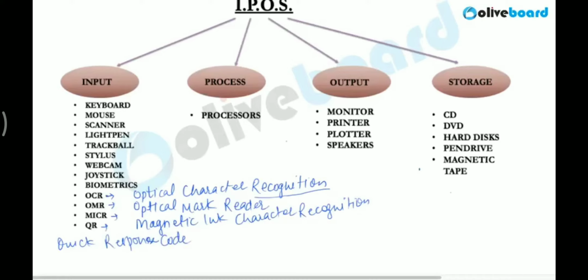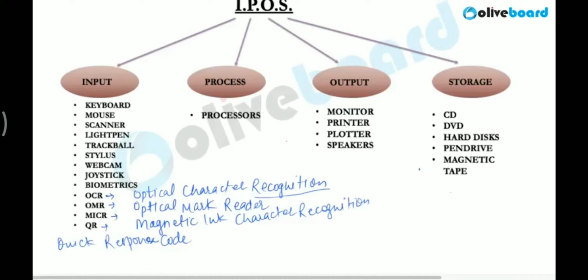I hope you are clear with these full forms. Optical character recognition is for OCR, optical mark reader is for OMR, MICR is magnetic ink character recognition, and QR is quick response code. Some other points related to MICR: there was a question in one of our exams, like what sort of ink is being used in MICR.